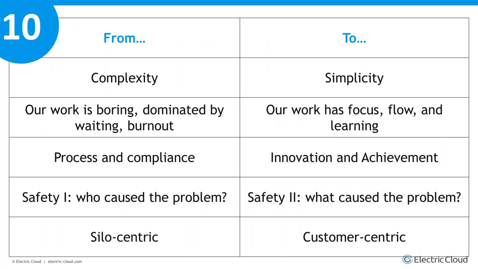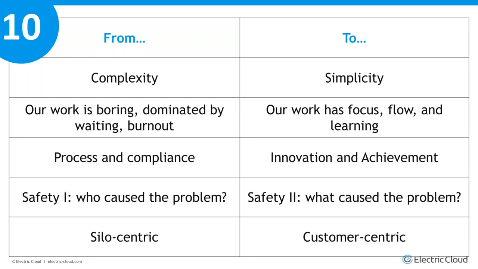And I guess Anders, on this last slide, I'm starting to talk a little bit about this project I've been working on called the Unicorn Project. It's a follow-on to the Phoenix Project. The Phoenix Project had the 3 ways, the 4 types of work. And I think everything's really going to hang off of the 5 ideals in the Unicorn Project. And it really is simplicity, right? We want architectural simplicity as opposed to complexity. Have work be fast so it creates focus, flow, and learning instead of being boring, dominated by wait and burnout. Value innovation and achievement versus process and compliance.